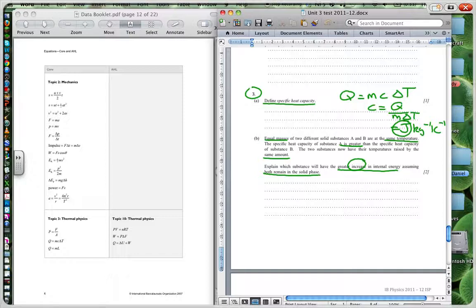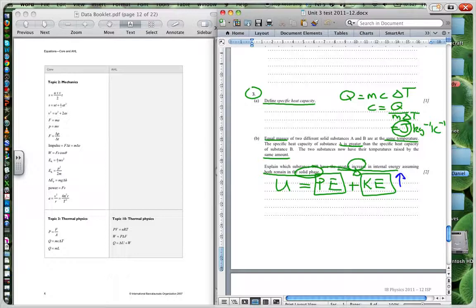Well, you know that your internal energy, we can call it U, is made up of both the potential energy and the kinetic energy. So if they remain in the solid phase, the potential energy of each of them is going to remain the same. But as you raise the temperature, your kinetic energy is going to increase. This is what's going to go up.